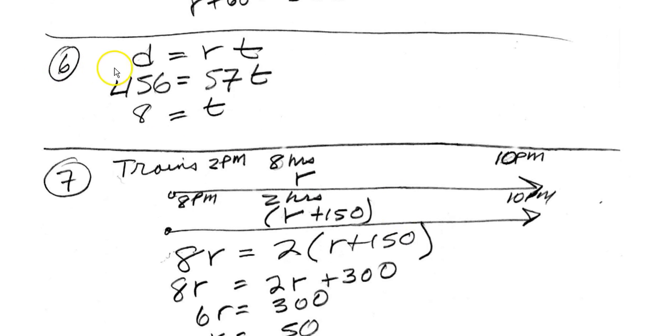Number 6 was an easy one. Distance equals rate times time. This was the distance. This was the rate. We divide both sides by 57. We get time is 8 hours.